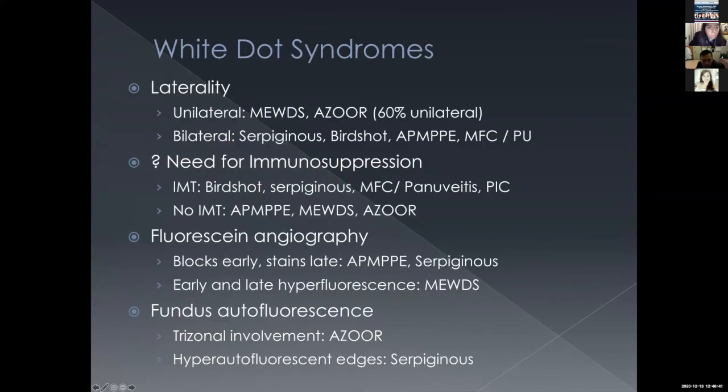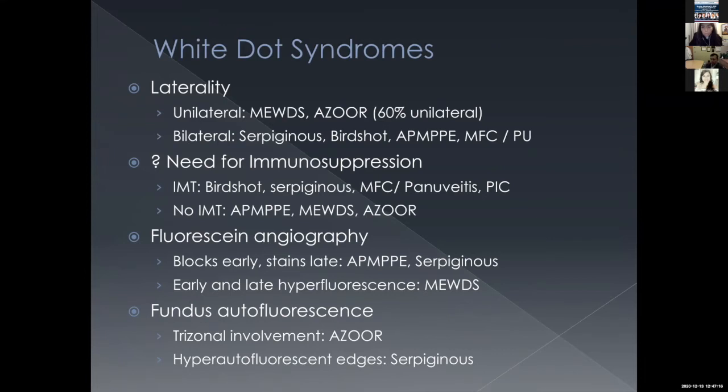So in terms of board questions, this is kind of a busier slide, but I wanted to show how we think about these conditions in terms of laterality and need for immunosuppression, angiographic features, and fundus autofluorescence. So laterality, again, MEWDS we think of as being unilateral. Interestingly, AZOOR more commonly presents unilaterally, but some of these patients do end up developing bilateral involvement. The bilateral white dots include serpiginous, birdshot, and AMPPE. I didn't talk about multifocal choroiditis and panuveitis for the sake of time.